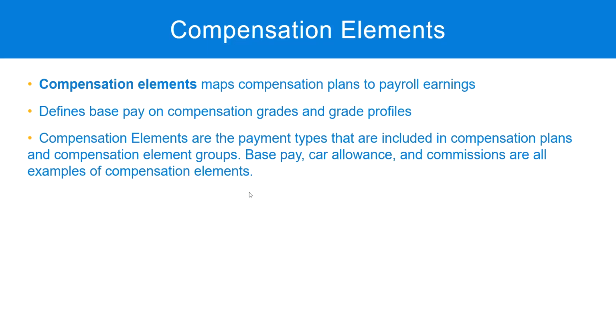Compensation elements are the payment types that are included in the compensation plans and compensation element groups. Examples of compensation elements are base pay, car allowance, and commissions. This is actually the heading under which an employee will get paid. Okay, it's a payment type. That's it.